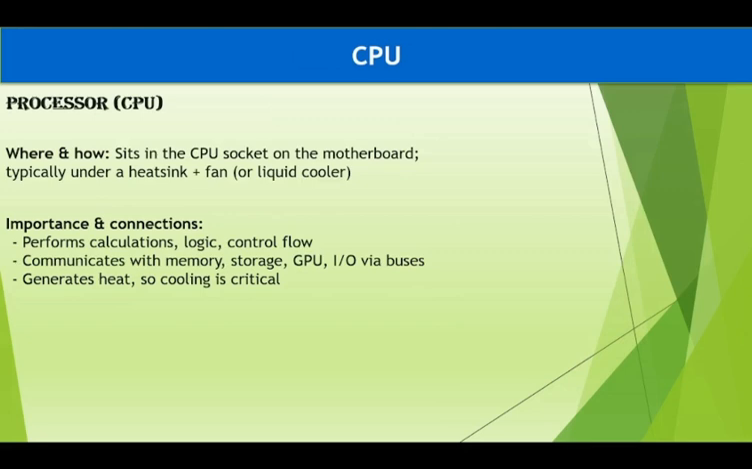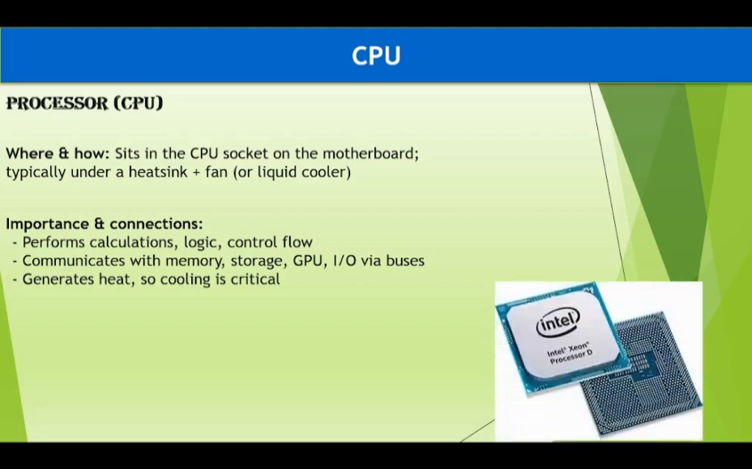And the next is the CPU. Where is it placed inside the system unit? It sits on the CPU socket on the motherboard, typically under a heatsink fan or a liquid cooler. What is its importance? It performs calculations, logic, control flow, and communicates with memory, storage, GPU, and input or output via buses. It generates heat, so cooling is critical.